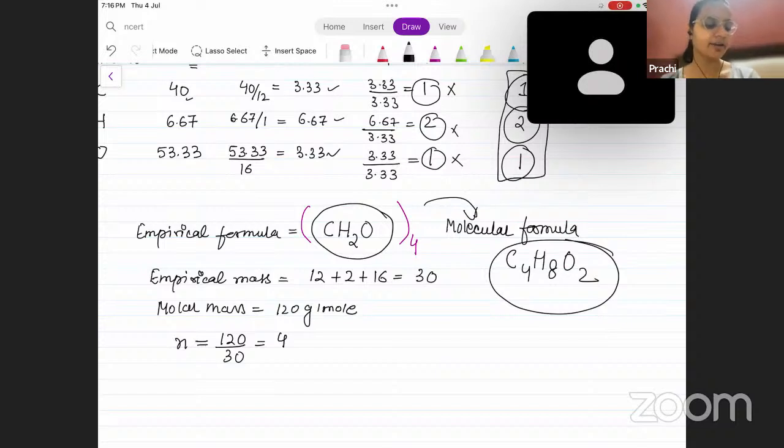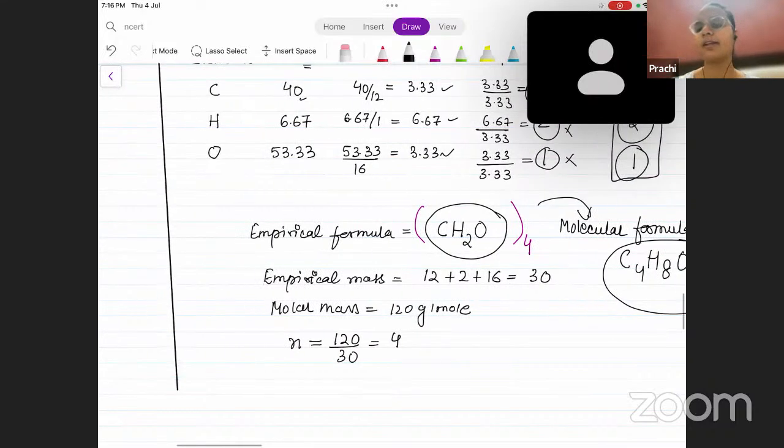Ashrita, have you understood this? What about Gayatri? Is this clear to you, how we have to find out the molecular and the empirical formula?